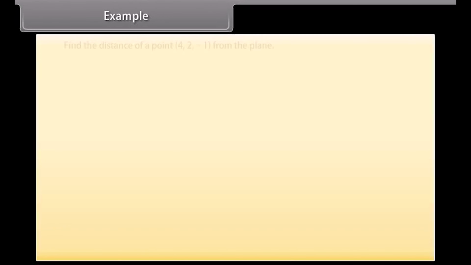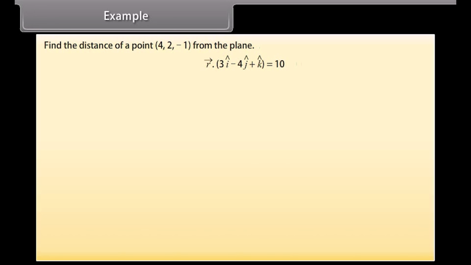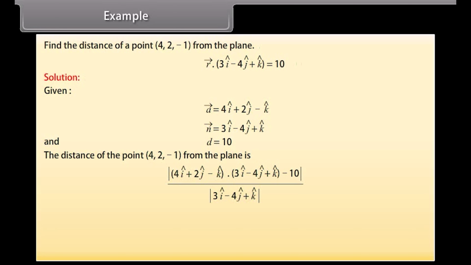Example. Find the distance of a point (4, 2, minus 1) from the plane. Solution. Given vector A equals 4 cap i plus 2 cap j minus cap k, vector n equals 3 cap i minus 4 cap j plus cap k, and d equals 10. The distance of the point (4, 2, minus 1) from the plane is equal to modulus of 12 minus 8 minus 1 minus 10 by modulus of square root of 9 plus 16 plus 1, equals 7 by square root of 26.